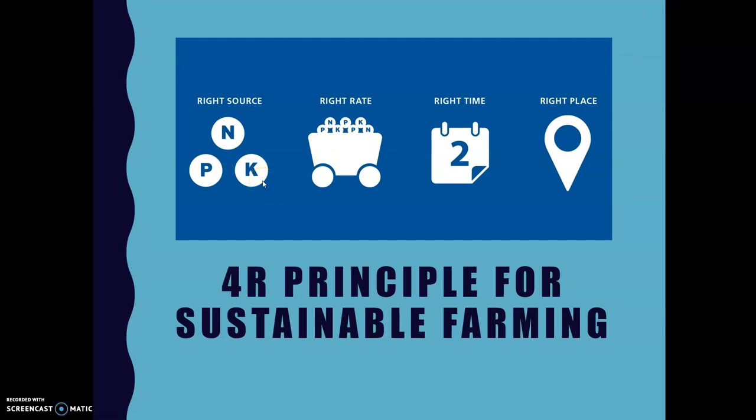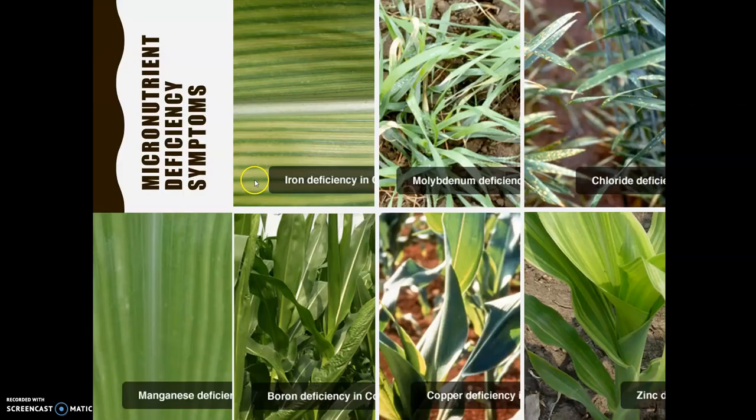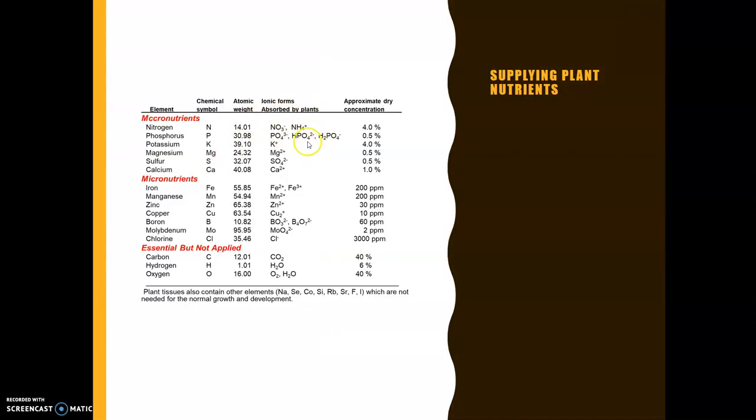Throughout my class, I will talk about 4R and site-specific management. 4R principle for sustainable farming. You need to apply the right source of fertilizer. Right source here means this one. When we see the nitrogen ions, right? Ions, yes. These are the sources.